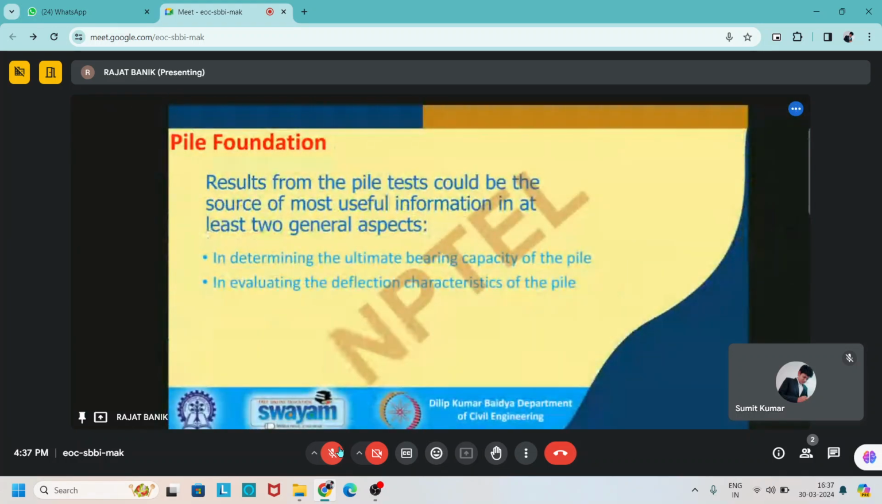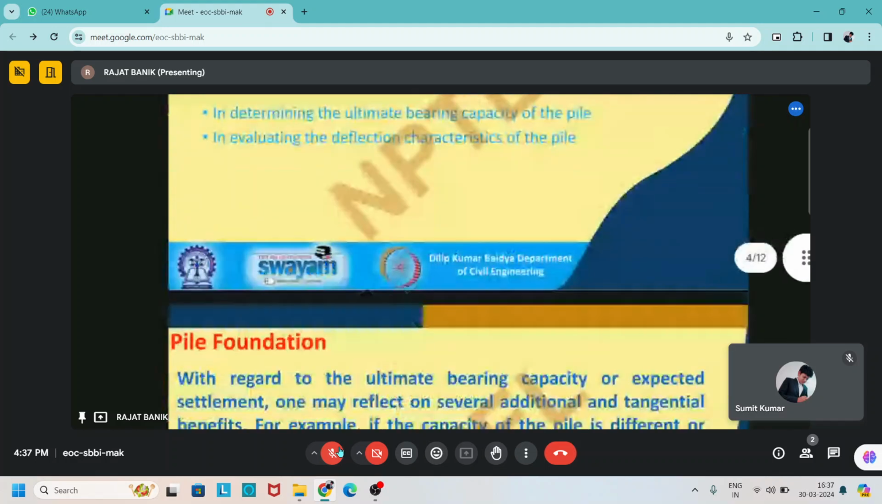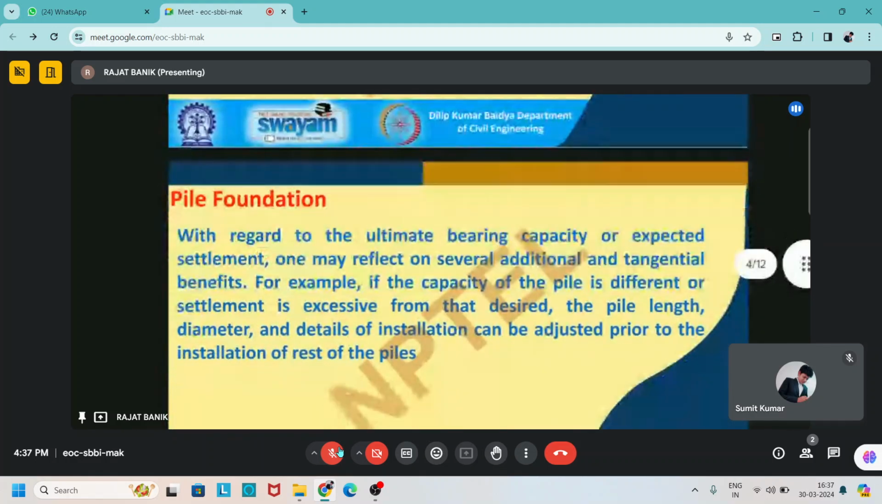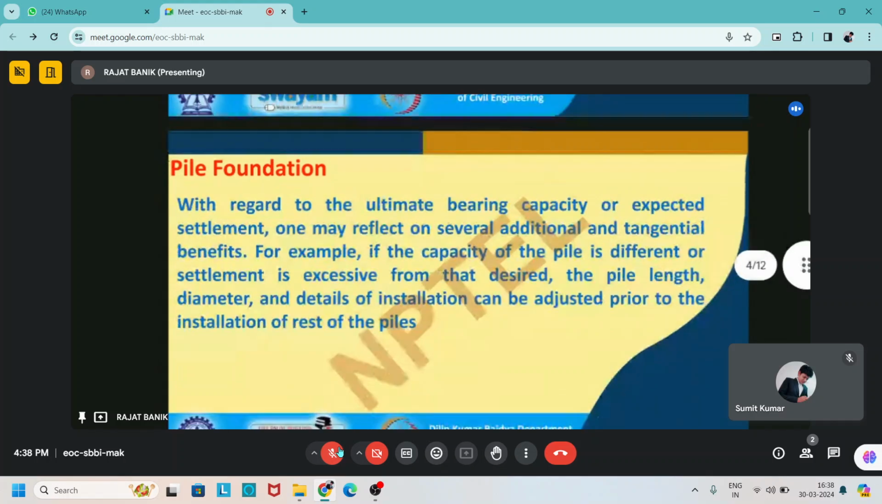The result from the pile test would be the source of the most useful information in a least general aspect, in determining the ultimate bearing capacity of the pile and in evaluating the deflection characteristics of the pile. With regard to the ultimate bearing capacity or expected settlement, one may reflect on several additional and tangential benefits. For example, if the capacity of the pile is different or settlement is excessive from that desired, the pile length, pile diameter, and details of installation can be adjusted prior to the installation of the rest of the piles.